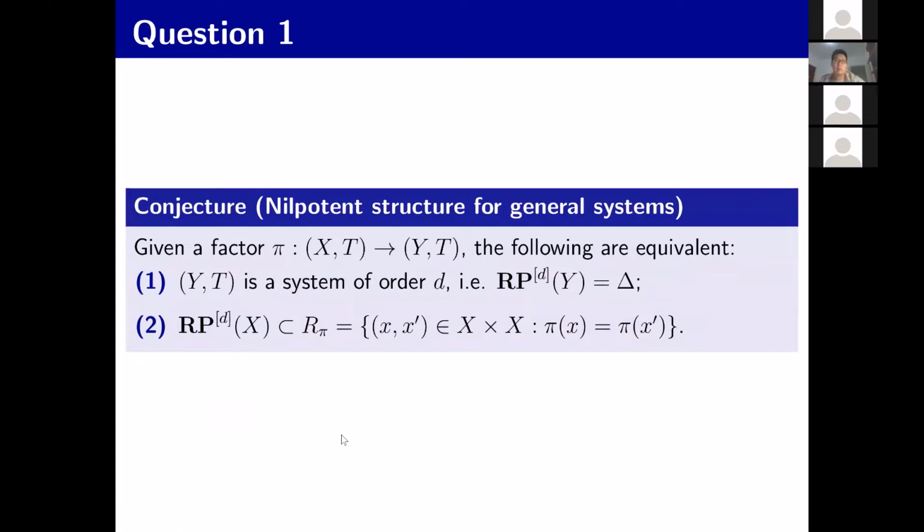Okay. Here we give some open questions. The first one is the nilpotent structure we have given before. That is, given a factor Y, it is a system of order D if and only if the regional proximal relation of order D on X is contained in the fiber.